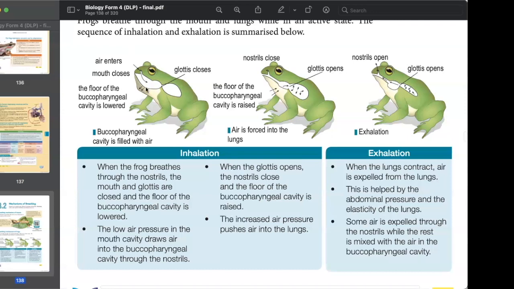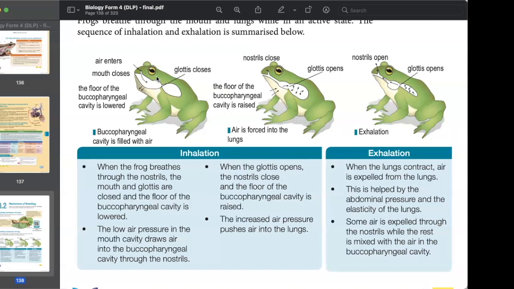Boleh faham? So and then what happen? Okay, awak kena tahu here there is a limitation of gas. So bila dah penuh gas kat sini, glottis will automatically open. Takkanlah awak nak suruh masuk udara pecah macam balloon pula, tak boleh lah. So at one point so many air already get inside bucopharyngeal cavity. So this will automatically make the glottis open.